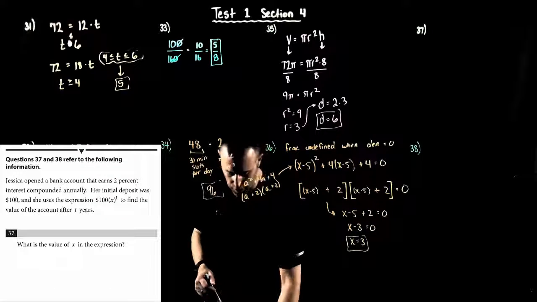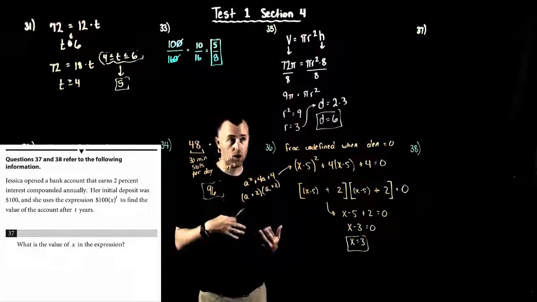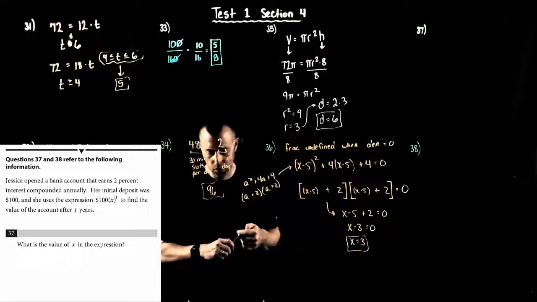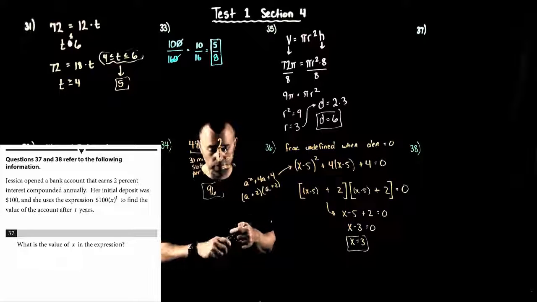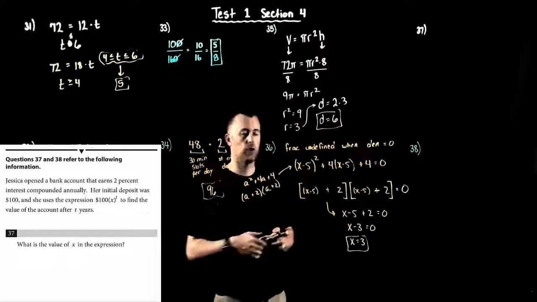Next up, we have number 37. And this one is describing, there's a little paragraph, there's two problems attached here. So in 37, it says Jessica opened a bank account that earns 2% interest compounded annually. Her initial deposit was $100. She uses that exponential equation that they're giving you.